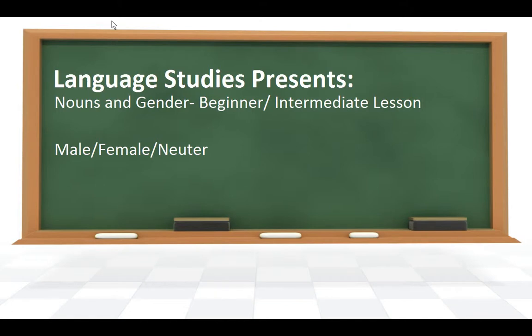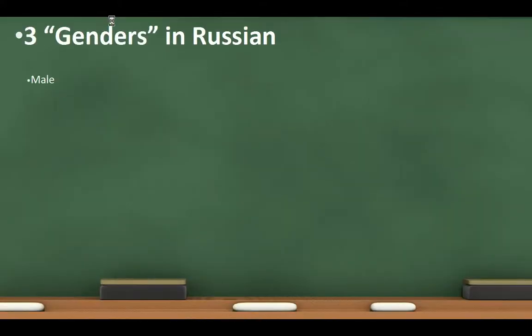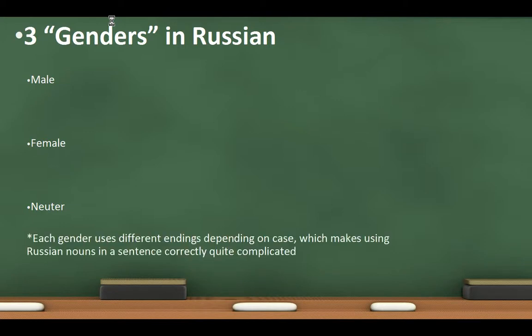So in Russian, there are 3 genders. There's male, female, and neuter. And some people might say, well, isn't there a plural? And of course there is plural, but I'm really not going to go into plural today. Plus the fact that I really don't think it's a gender. It's just taking one of these male, female, or neuters and making 2 or 3 or more of them. And of course there are some nouns that are only plural. An example of that would be dengi, which means money. And this is really important because each gender uses different endings depending on what case it's in. And this makes using nouns in Russian actually quite complicated.